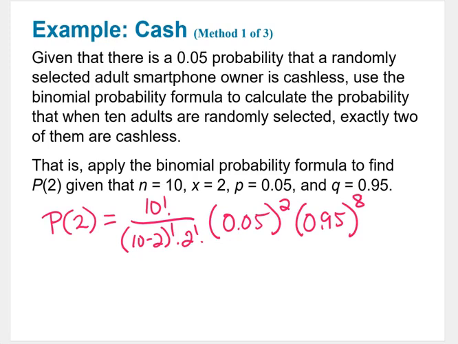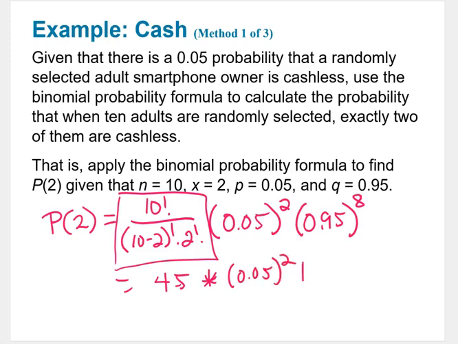Very important: if you're really savvy with your calculator, you should know how to do the combinations, and that is going to give you 45. So you would just do 45 times 0.05 raised to the 2nd power times 0.95 raised to the 8th power, and do that all at once in your calculator. I'm telling you, the easiest way to do it is to put it all in there at once. Get comfortable with your technology. Multiply that all together.